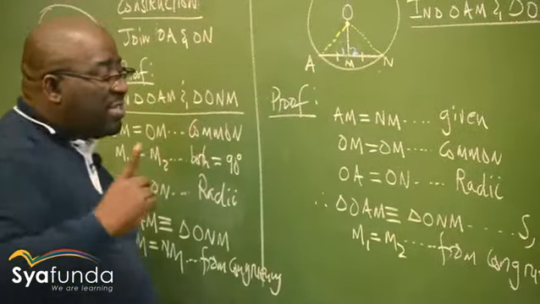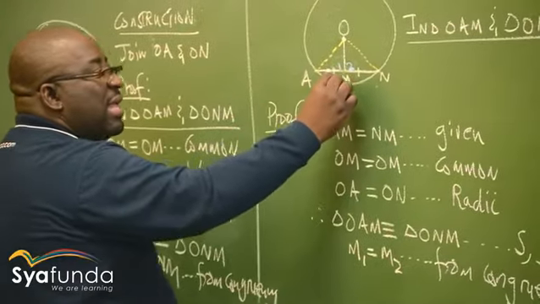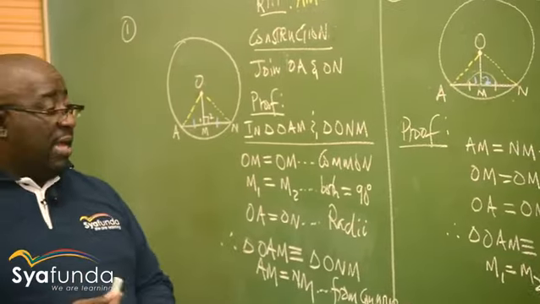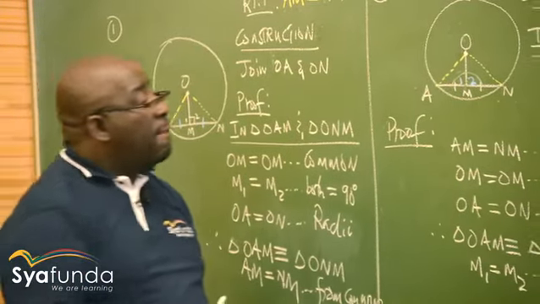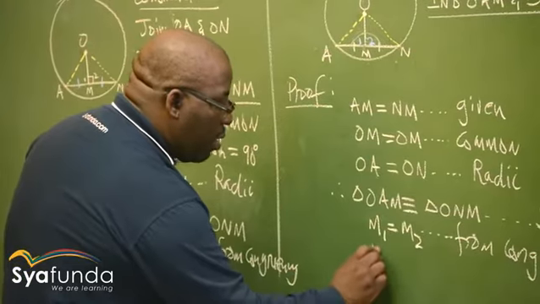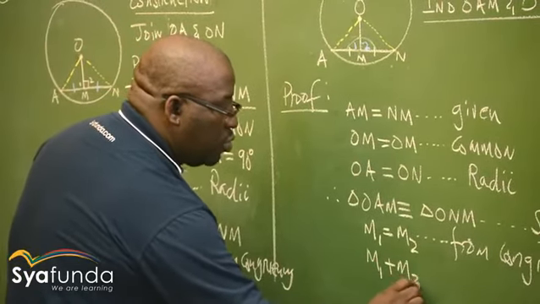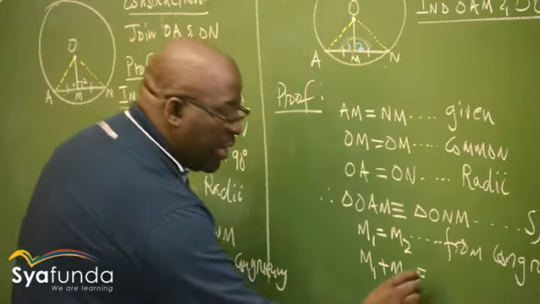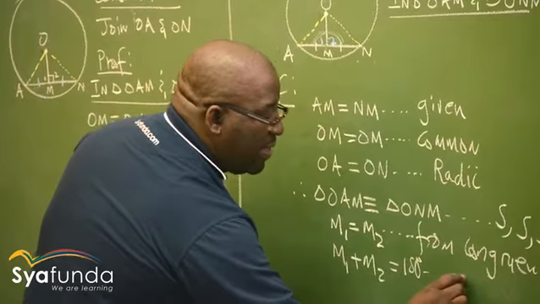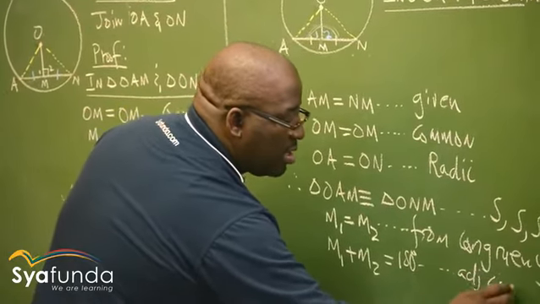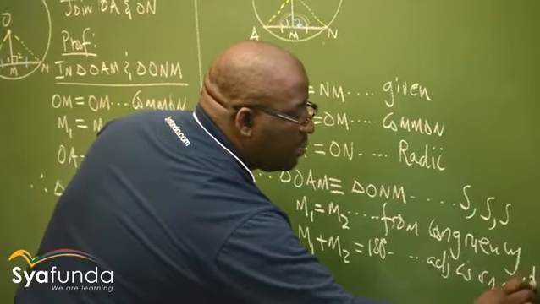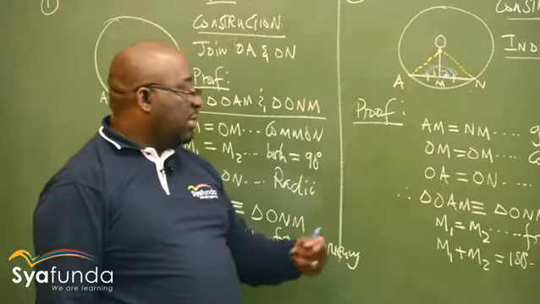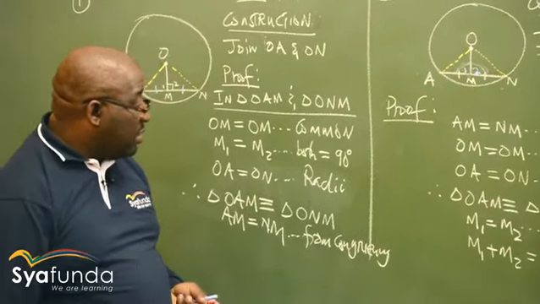Right. What is it that we're saying here? We're saying this angle is the same as this angle. But these are supplementary angles. We know that M1 plus M2 is equal to what? What is this angle plus that angle? It is equal to 180 degrees. Why? These are adjacent angles on a straight line. So this angle plus that angle is equal to 180 degrees because they are adjacent angles on a straight line.